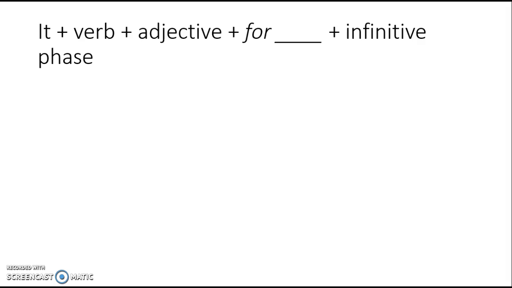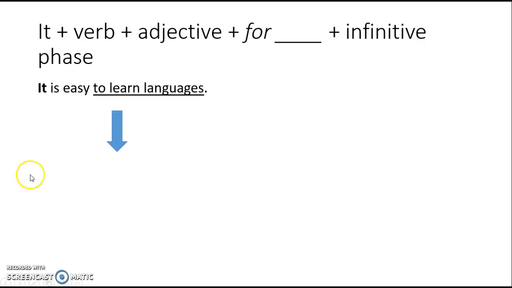And this last pattern is very common. For example, if we have this sentence, it is easy to learn languages. We have the basic form of it is an adjective easy, followed by an infinitive phrase. Again, it refers to the infinitive phrase. But with the new pattern, which is a very common pattern used in writing, we have it, a verb, an adjective, and then we have this additional prepositional phrase, for plus an object.